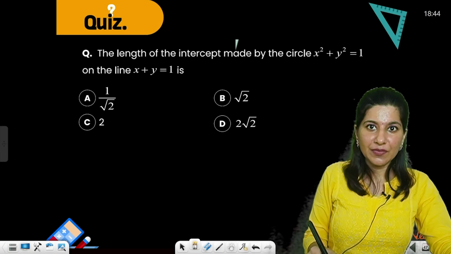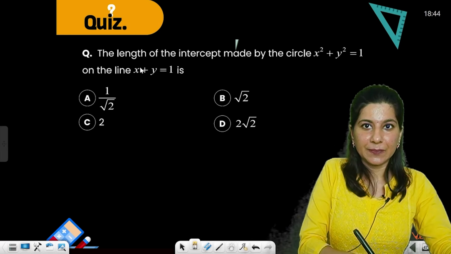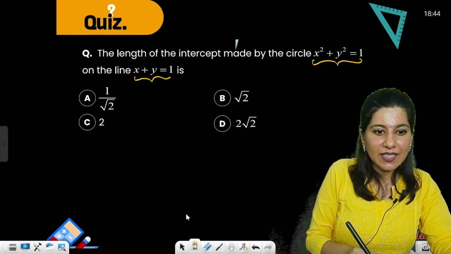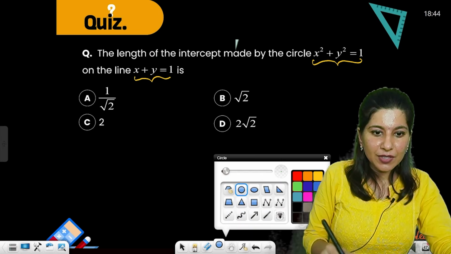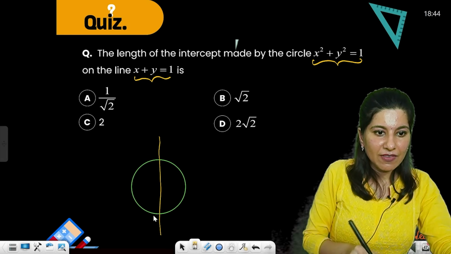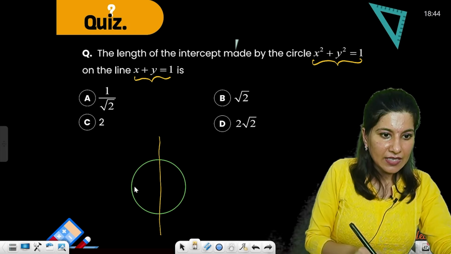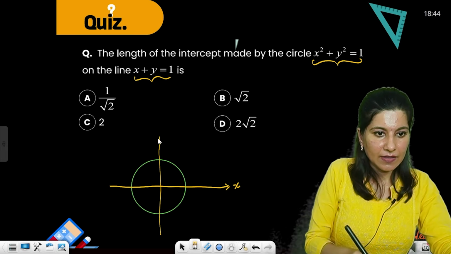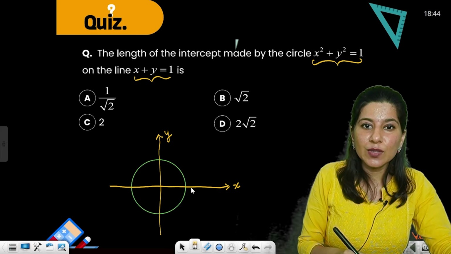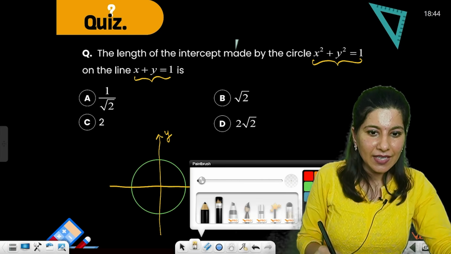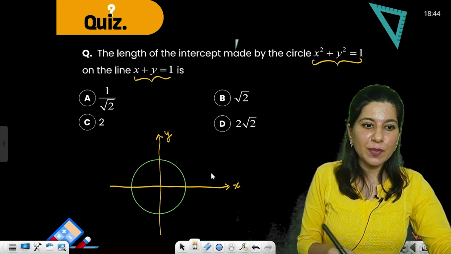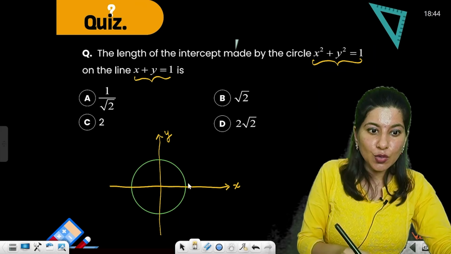And now, we are heading towards this. The length of the intercept made by this circle on the line, this again same thing. Okay, you have to first of all draw the circle. Then you have to draw the lines. Y-axis. Then it is having x-axis. The length of intercept made by the circle on the line x plus y equals to 1. Okay. Notice one thing. You will not have to properly apply the formula if you just have slightly good observation skills.